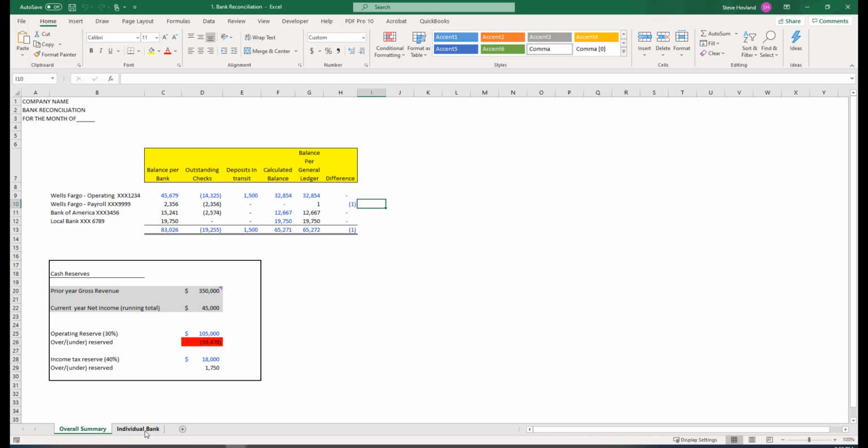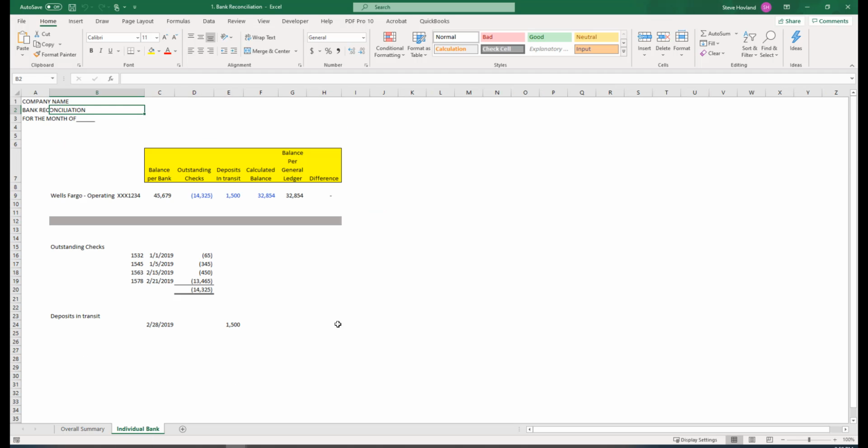So let's jump into this individual tab. When you're reconciling your bank account, like I said, your software will do it for you, but I highly recommend you take a couple stabs at doing it manually so that you fully understand what's happening. So in this case, this is for a month end, and I didn't put a date in here, but let's just say it's for the month ended October 31st, 2019. So this is the balance per bank. This comes straight from the bank statement.